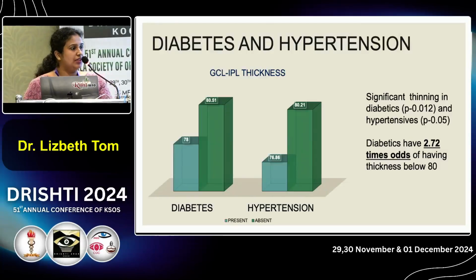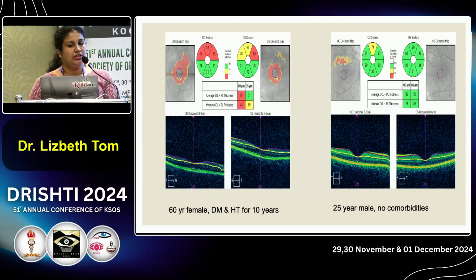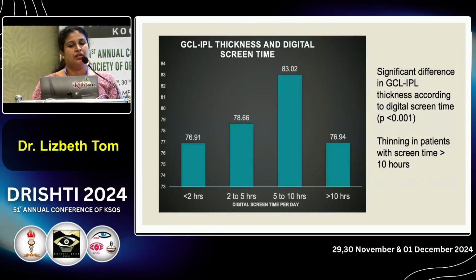And there was significant thinning of the GCL-IPL thickness in diabetics and hypertensives, with diabetics having a 2.72 times odds of having GCL-IPL thickness less than 80. A negative correlation was also noted between the duration of diabetes and GCL-IPL thickness, but this was not statistically significant. From this table, we can see that a 60-year-old female who is diabetic and hypertensive for 10 years has a severely thin GCL-IPL thickness compared to a 24-year-old male with no other comorbidities.